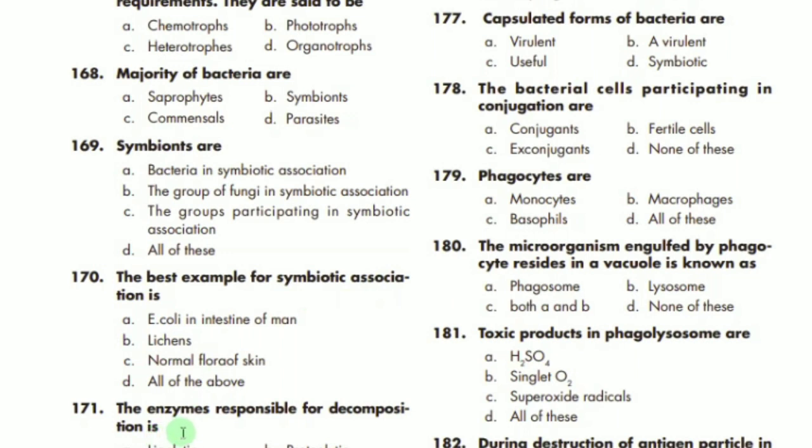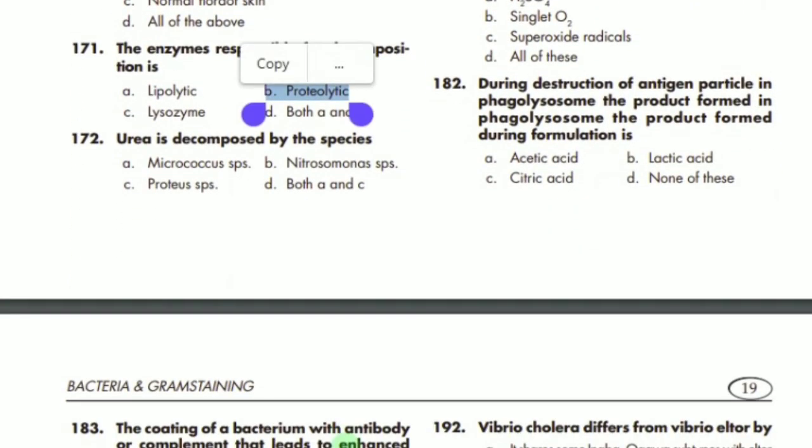MCQ 171 says that the enzyme responsible for decomposing is the proteolytic enzyme. B is the correct option. MCQ 172 says that urea is decomposed by a species, what do we call that? Micrococcus and Proteus. A and C are correct, means both. D is the correct option, both A and C.